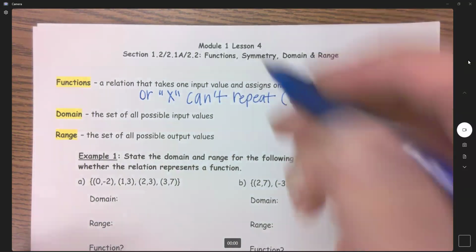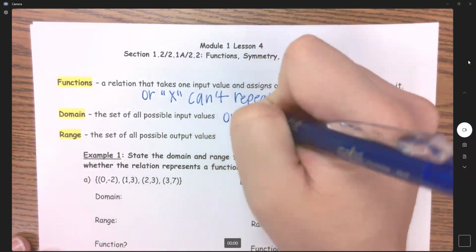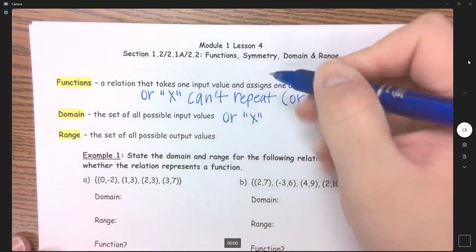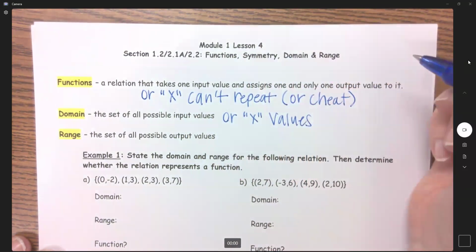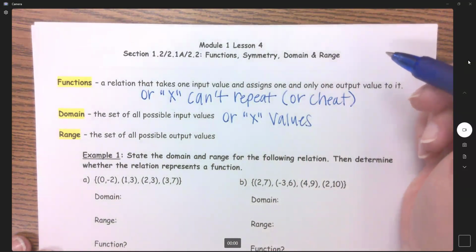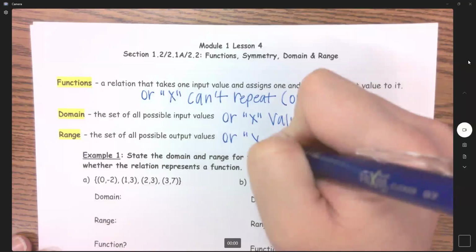Your domain is the set of all possible input values. Input values are another name for x values. And the range is the set of all possible output values, or y values.